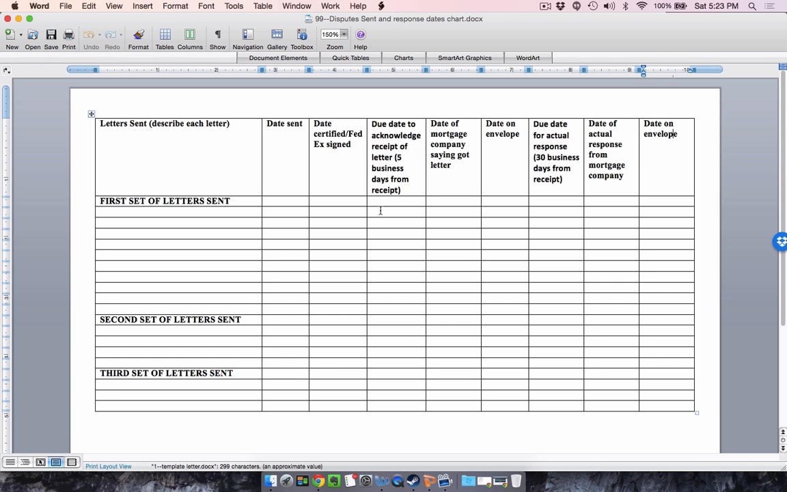Now, if they don't do that, that's a violation of the law for every letter. That's my view of this. Every letter they don't acknowledge, that's a violation. Remember, that could be $2,000 per letter.